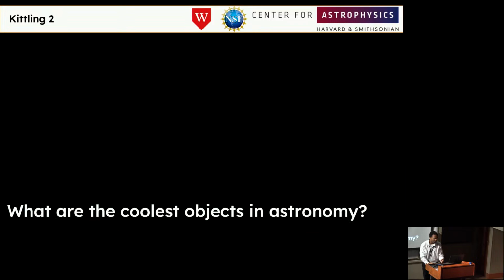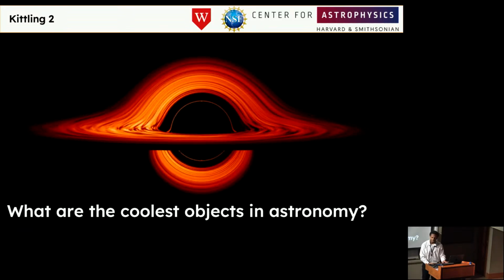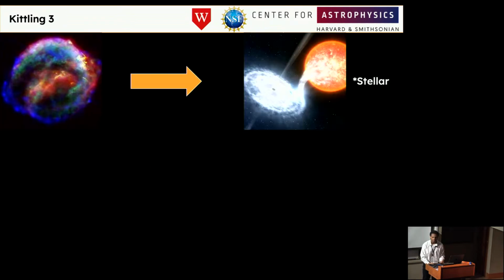What is the coolest object in astronomy? No guesses? Dark matter. Well, Phoebe got it. It is actually black holes. So we know a decent amount about black holes. They're pretty cool. There's this class of black holes called stellar mass black holes. We know they come from a supernova, and we can detect them using X-ray. They detect them in X-ray binaries.